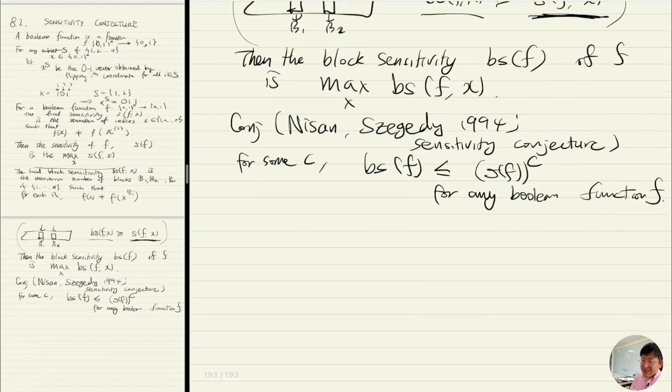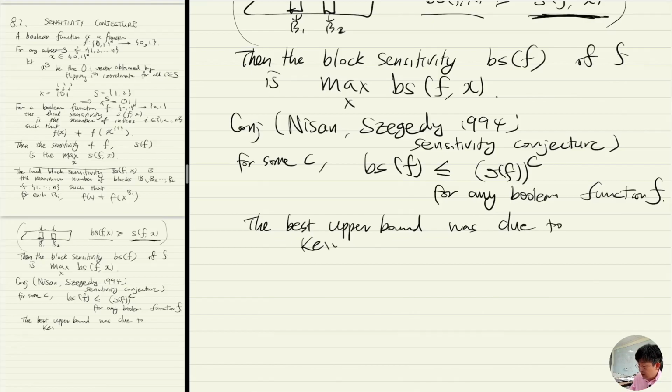And until recently, this conjecture has been widely open. The best upper bound was due to Kenyon and Kutin, who showed that block sensitivity is at most like e to the square root of s(f).